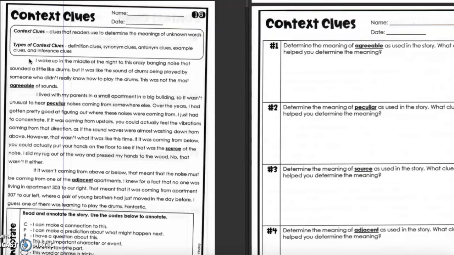Our first one is determine the meaning of agreeable used in the story. What clues help you determine the meaning? So when I read that question, I know there are two things that I need to do. I need to not only figure out what agreeable means, but I also need to figure out what words help me understand what that word means.